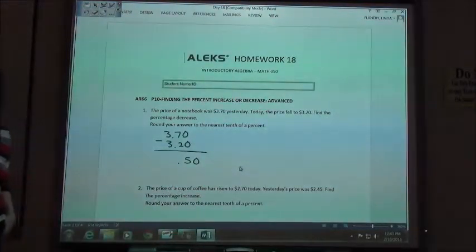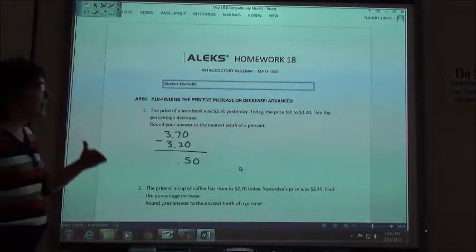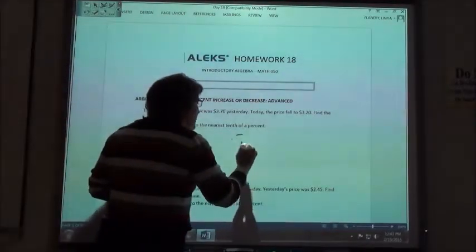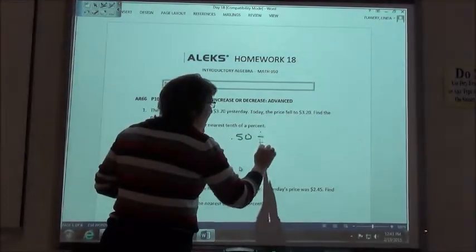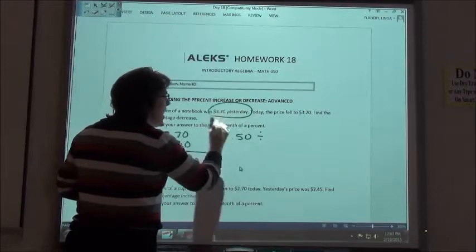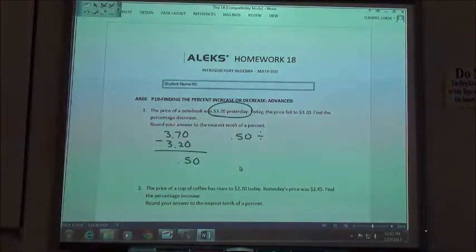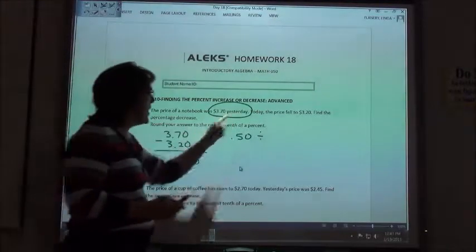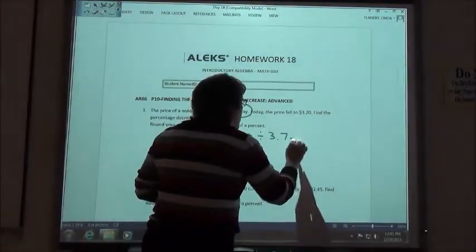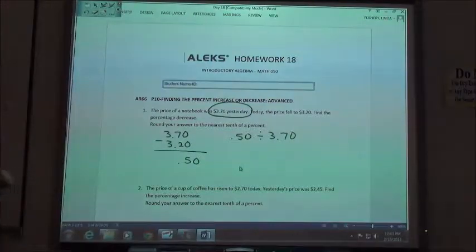0.50, 50 cents. We want to find the percent that it decreased by. We're going to take that 50 cents and we're going to divide it by yesterday's price. Yesterday's price is where it started at, and then it changed to the $3.20. So always look for yesterday's price. If I divide that by 3.70, I get a crazy decimal. What do I get?